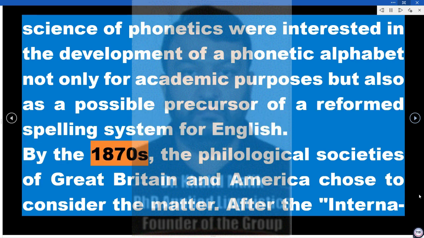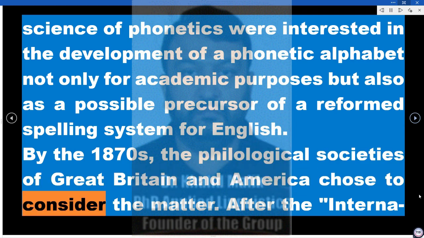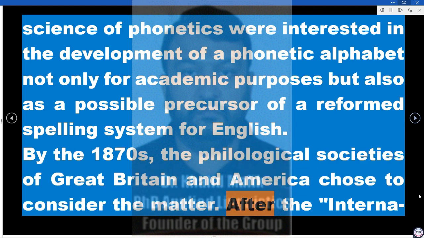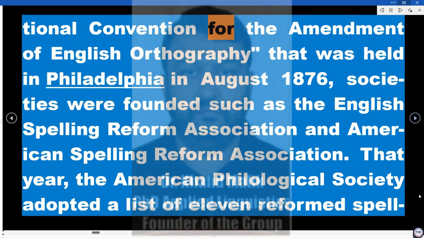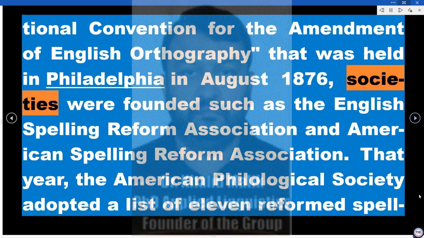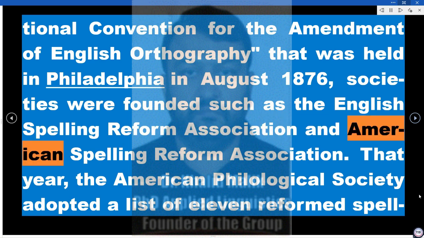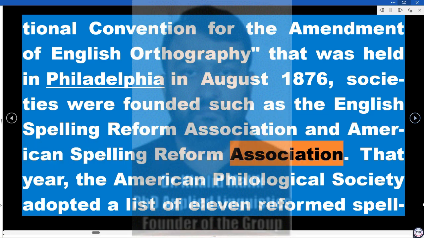By the 1870s, the philological societies of Great Britain and America chose to consider the matter. After the International Convention for the Amendment of English Orthography, that was held in Philadelphia in August 1876, societies were founded such as the English Spelling Reform Association and American Spelling Reform Association.